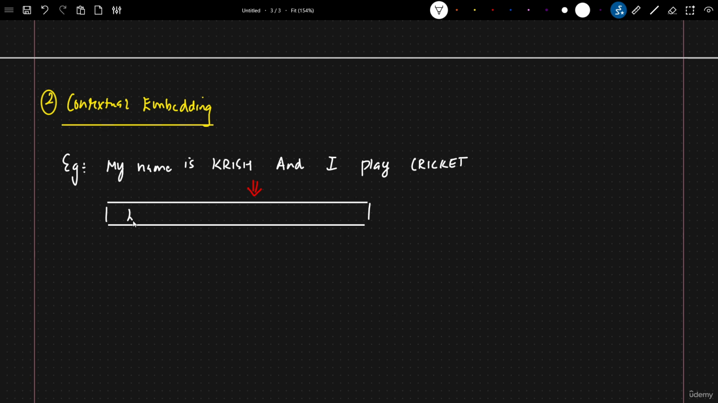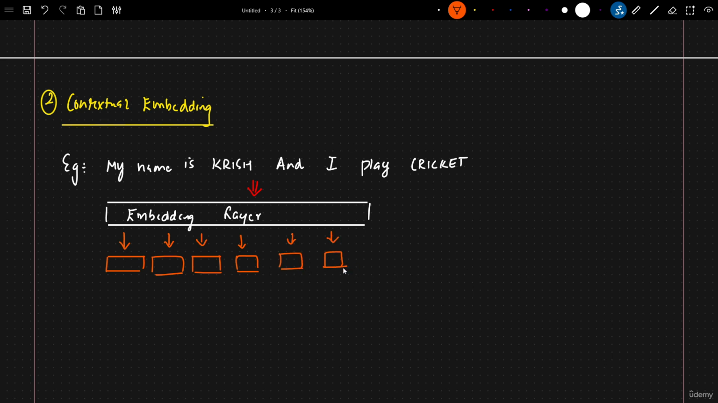In the embedding layer, when we pass it, our main task will be that for every word, we should be able to get some vectors. So if I pass "my", I should get a vector; then "name", another vector; "is", another vector; "Krish", another vector; and so on for each word.